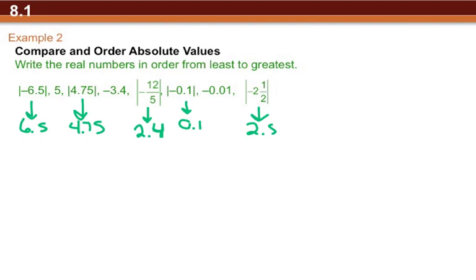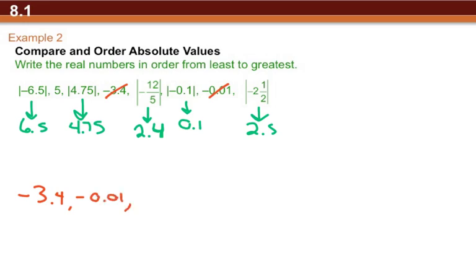So now that we've converted the absolute values, we can take a look and we can actually write these numbers in order from smallest to largest, from least to greatest. Least would be the biggest negatives. We do have some negatives left over. We have negative 3.4. We have negative 0.01.